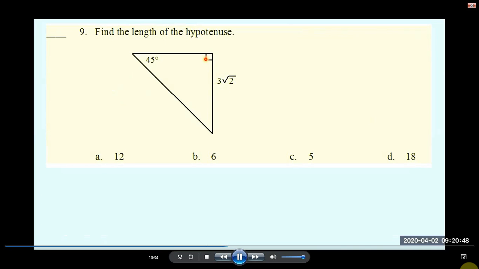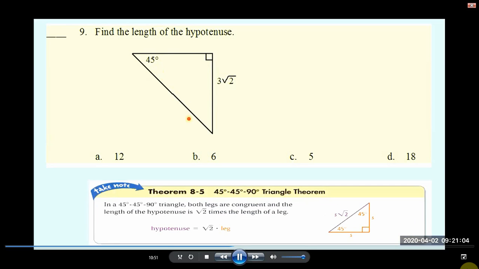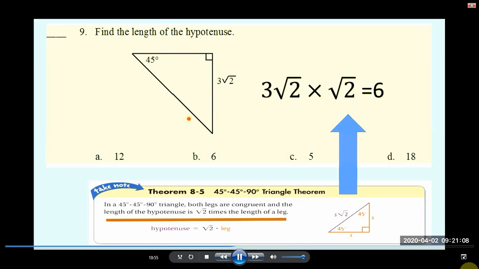Okay, 45, then the two sides are the same. 3 root 2, then this side is 3 root 2. And this 3 root 2 times root 2 equals 6. Excellent. Here x root 2 equals 6.